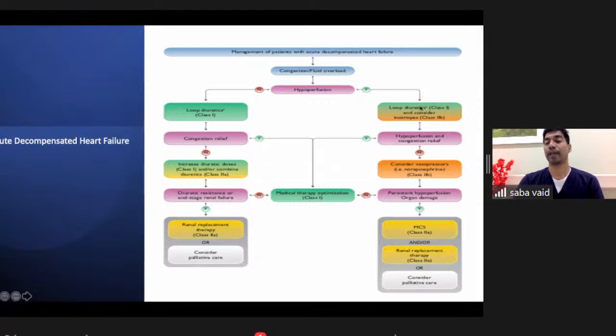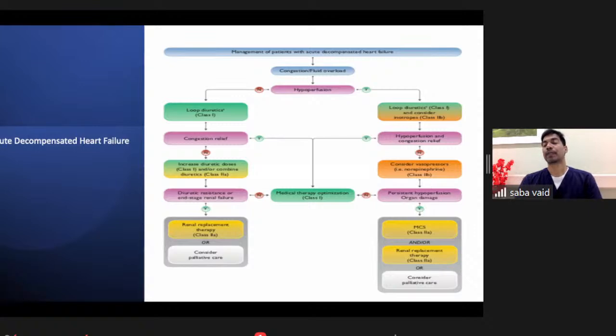A combination of loop diuretic, and because there is also hypoperfusion, that is poor perfusion, in addition to pulmonary edema or congestion, we add an inotrope. So for these patients with both congestion and hypoperfusion, it's a combination of diuretic and inotrope. And then you evaluate the patient. Look at the hypoperfusion and congestion during your evaluation. Then if it continues to be there, you have to optimize the medical therapy. Whereas if there is no relief of symptoms, your hypoperfusion and congestion is not relieved, then you can go about and add vasopressors to this combination.